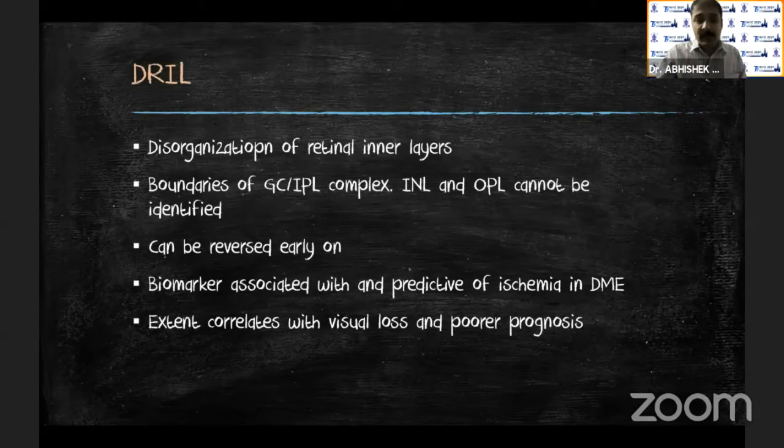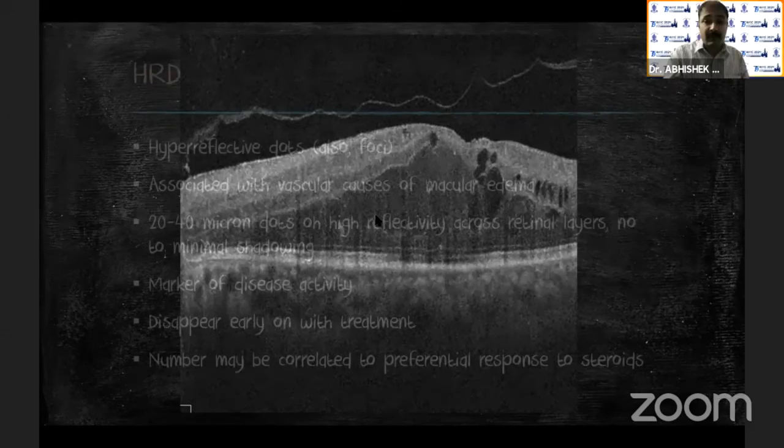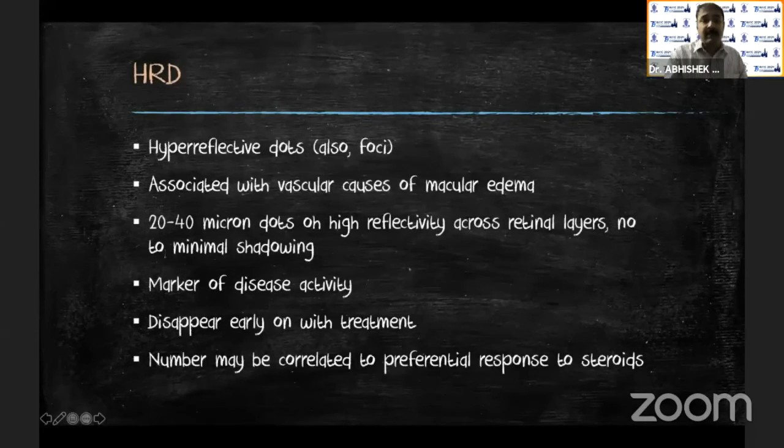It is a biomarker associated with and predictive of ischemia in DME. This is something that is ubiquitous in several diseases of the retina where you have leakage, and it has to be distinguished from hard exudate. These are hyperreflective foci. Hyperreflective foci or dots, as they are sometimes referred to, or sometimes even called spots. HRS, HRF, and HRD are the same thing.